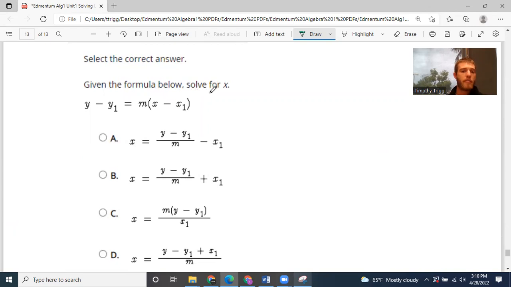Given the formula below, solve for x. So this is actually the point slope formula of a line. And we want to get x, specifically this x, by itself. So notice there's two x's involved, but there's only one that we're solving for, this x here, okay? So the first thing I would do is divide both sides by m. That gives us y minus y sub 1 over m equals, and we could drop this parentheses now, we don't need it, x minus x sub 1.